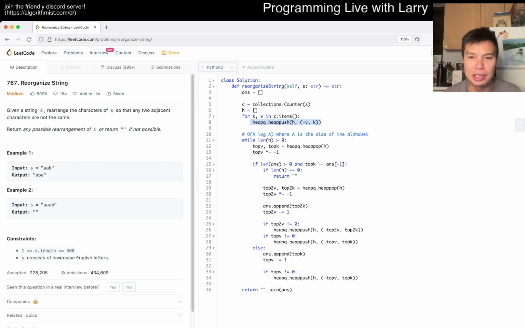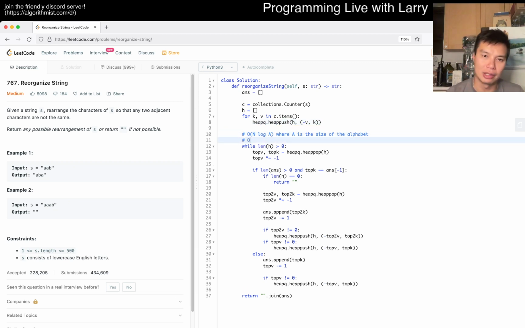So this is actually pretty good. In terms of time, this is going to be linear. So yeah. Space. I said time, but I meant space.